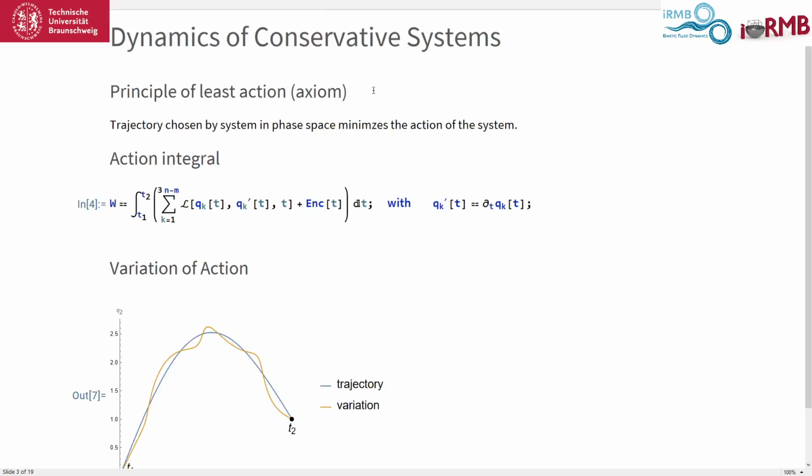Now the interesting thing is that we want to describe the dynamics of such systems, and this goes through the principle of least action. This is an axiom, and I would claim it's kind of difficult to understand. I don't know whether it's difficult to understand.